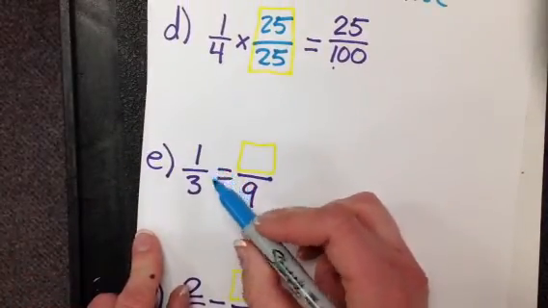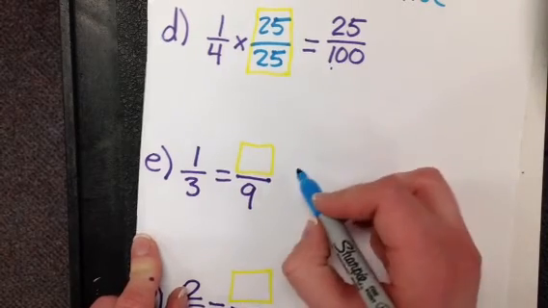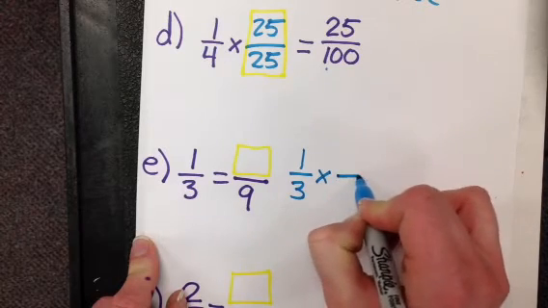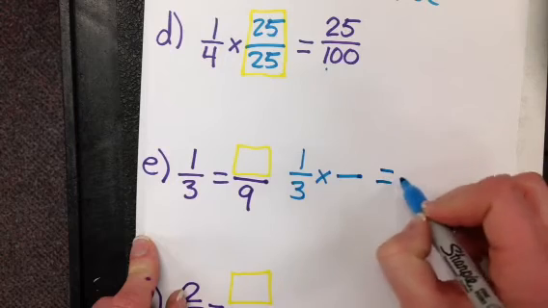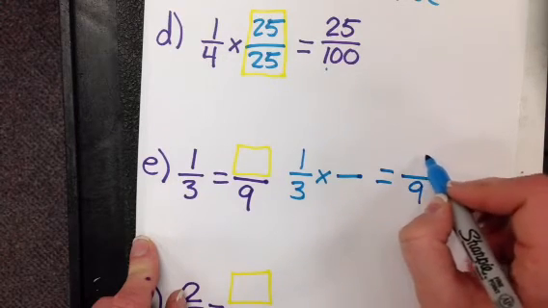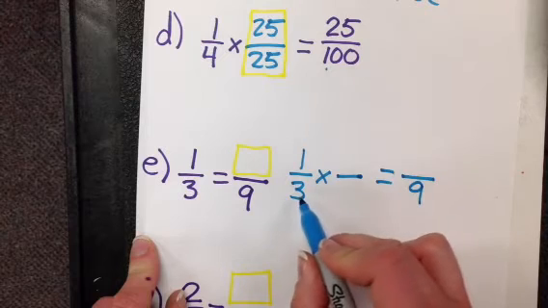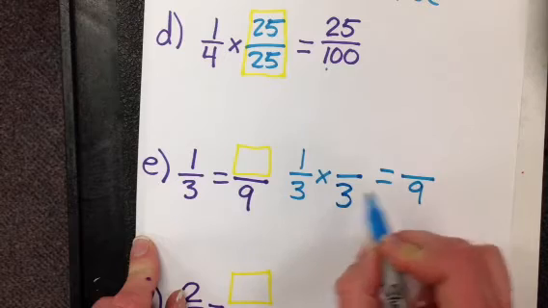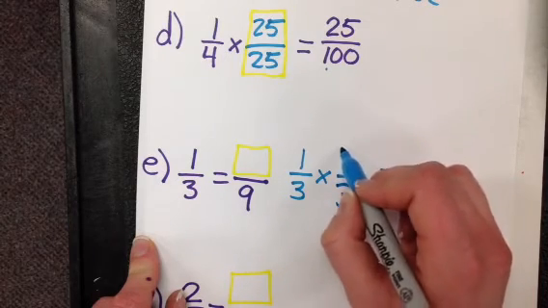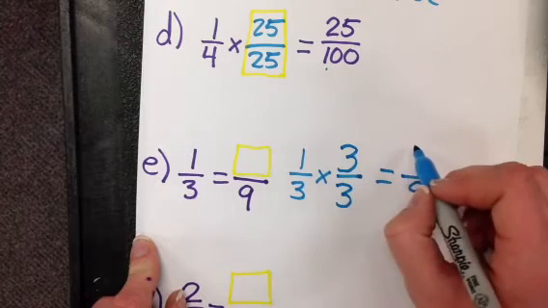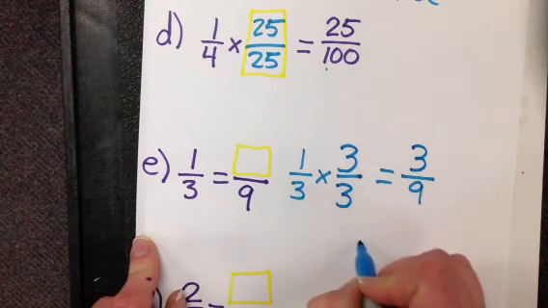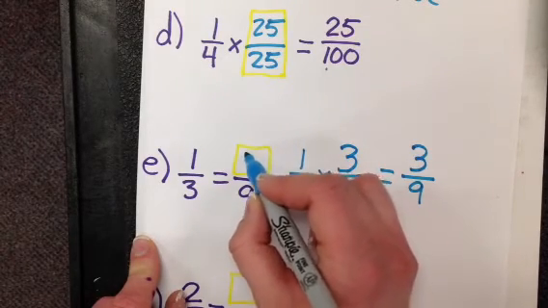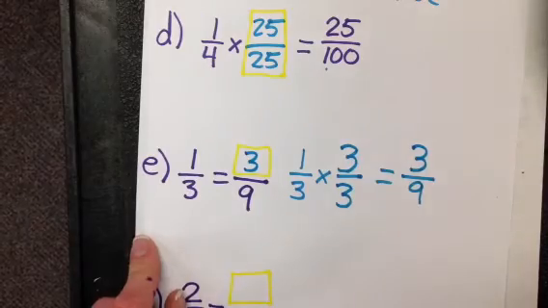Okay, well, this one's a little different. 1/3 is equal to something over 9. So we have to go back to writing it out. That means 1/3 times some fraction is equal to some number over 9. So we use what we know. We know both denominators. So 3 times 3 is equal to 9. What we do to the bottom, we do to the top. 1 times 3 is 3. So 1/3 is equivalent to 3/9. So that's what we would fill in to our yellow box.